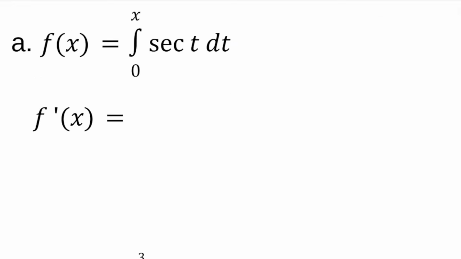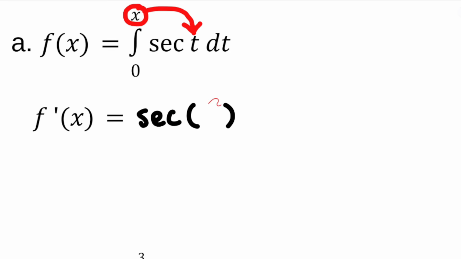All right, so the first one we're going to start off with an easy one where f is the integral from 0 to x of secant t dt. Okay, so there's nothing weird going on with this one. We're just going to take that upper bound, throw it in wherever we see t in the integrand, but not the dt. And then we're going to say that f prime of x is equal to secant x. Okay, just like that.